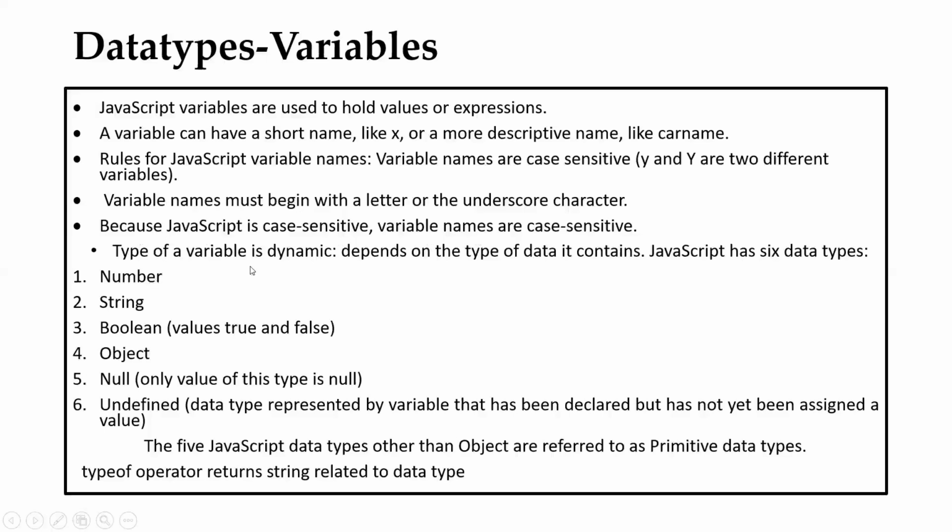The type of the variable is dynamic, so based on the value it will convert automatically. JavaScript supports the following data types: number, string, boolean, and object data types. The only value of the null type is null. And undefined. So six data types are supported by JavaScript.